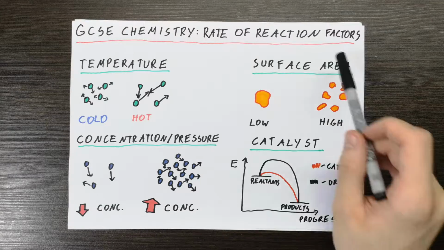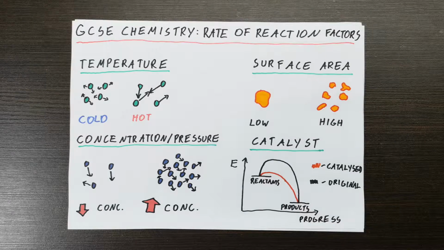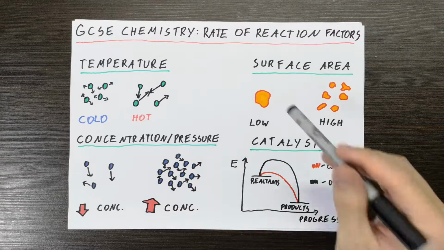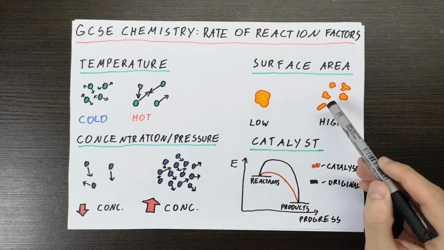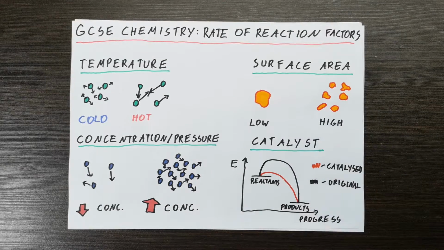So the third factor that affects the rate of reaction is surface area. If we have a solid that is in one big chunk, then that will have relatively low surface area, as opposed to if we have a solid that's split up into smaller chunks.